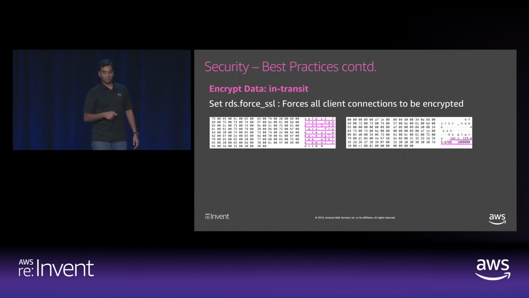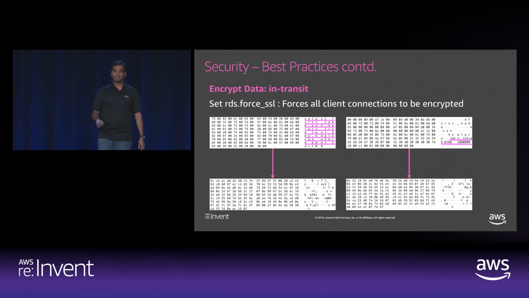Yeah, I think that was a typo. But yeah, so he's earning $1 million. And if I enable this parameter, this is how it's going to look. It's just gibberish. So it's very, very straightforward to do this. Just change the parameter, apply that custom parameter group to your instance, and you have encryption in transit also.